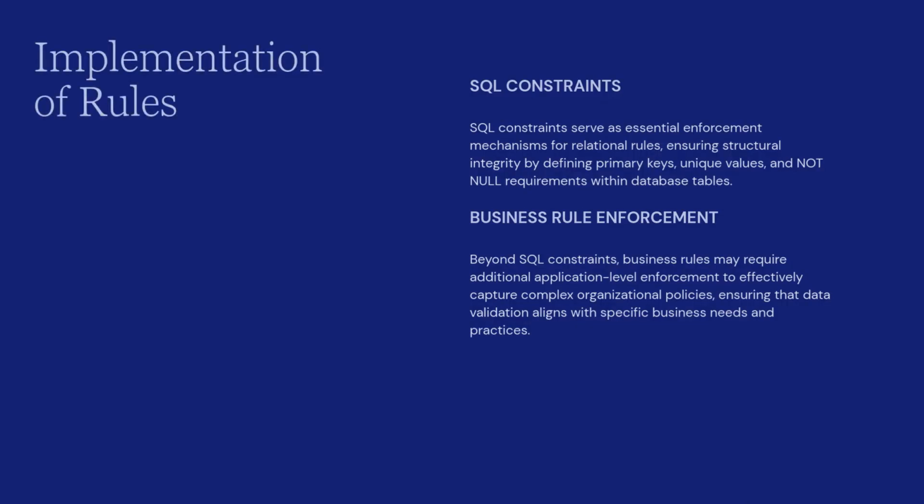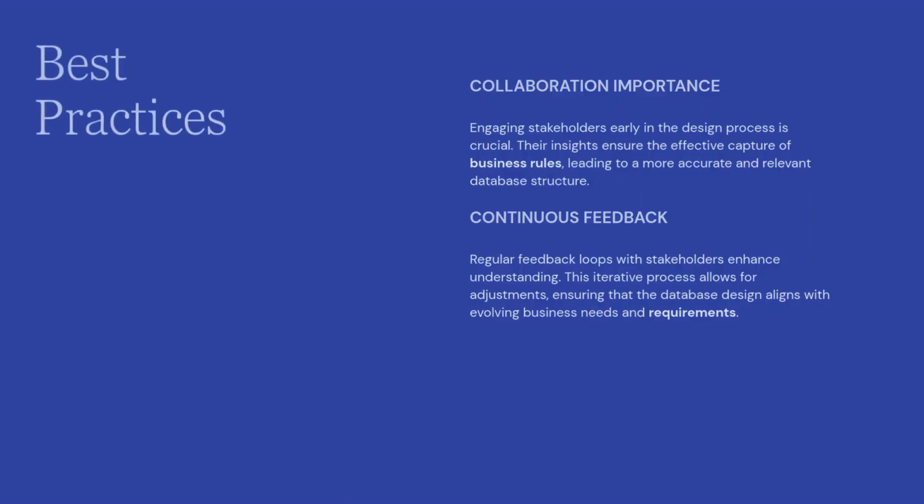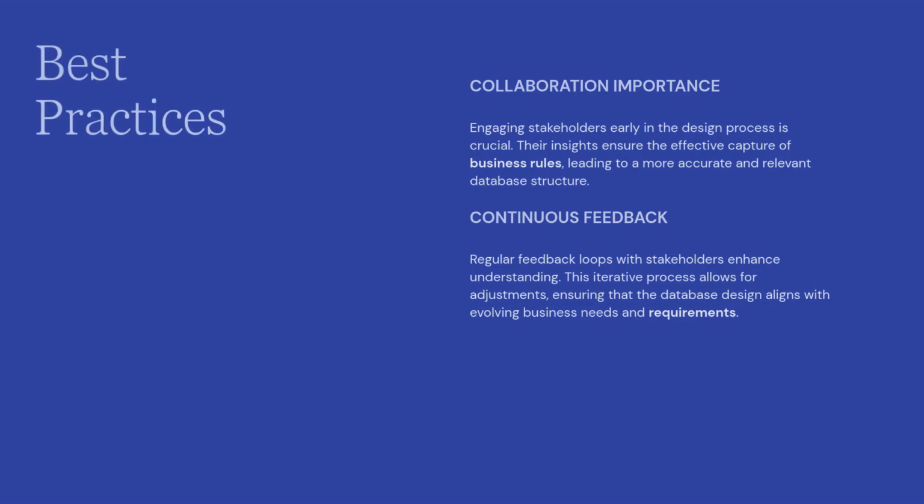So to summarize, relational rules ensure structural validity, while business rules ensure policy compliance. Together, they maintain the integrity, reliability, and usefulness of our databases. Without them, we would risk storing data that is inconsistent, meaningless, or even misleading.